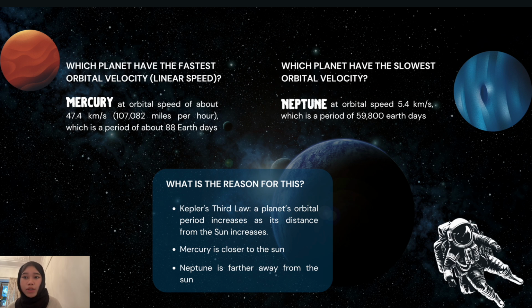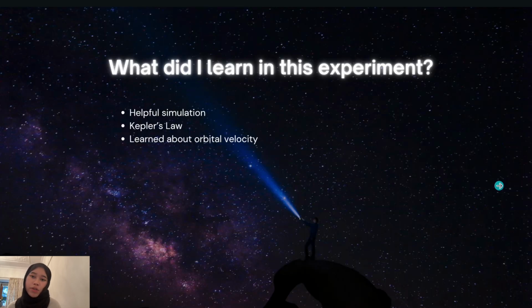Last but not least, what did I learn in this experiment? As someone who is new to physics, I found this simulation very helpful in deepening my understanding of the universe. I discovered how Kepler's third law affects planetary motion, particularly the relationship between a planet's distance and orbital period. Additionally, I discovered how orbital velocity is influenced by distance.